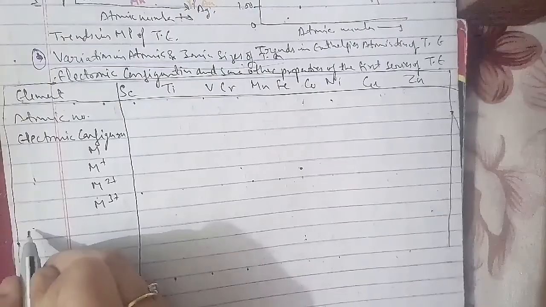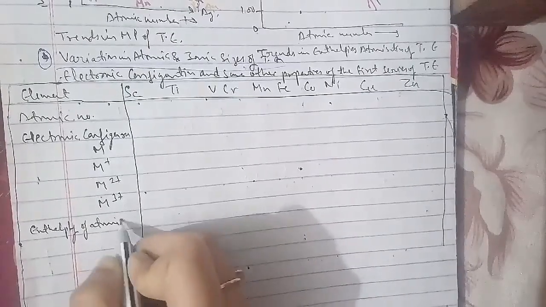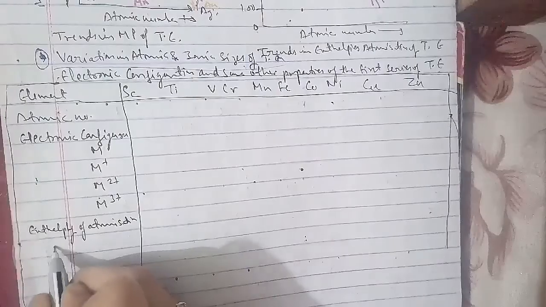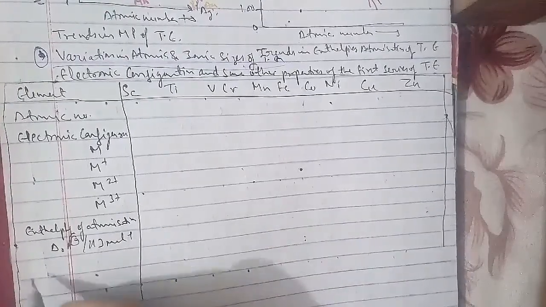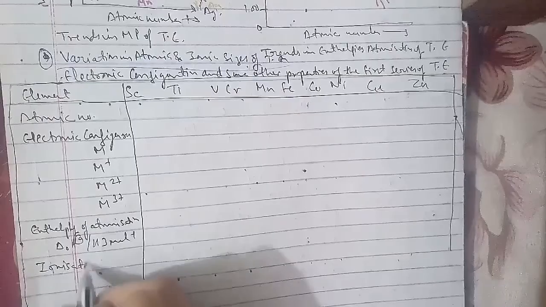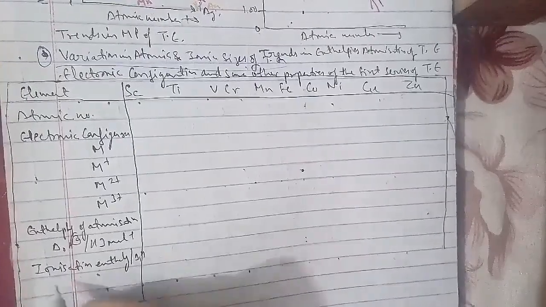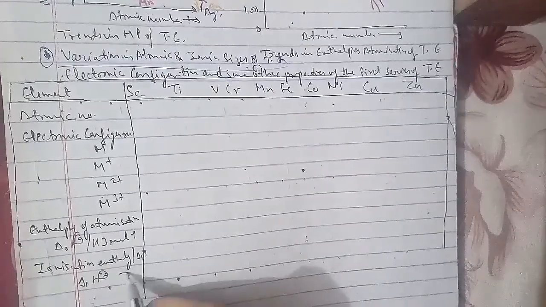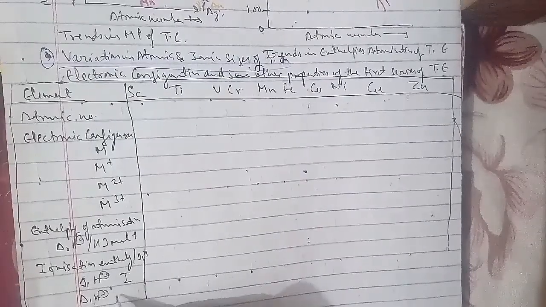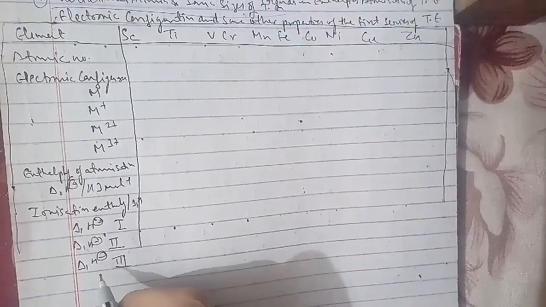Now for the next, we'll talk about the metallic and ionic radii. So we have metallic radius for M, then ionic radii in pm, for M2+ and M3+. Then we have the standard electrode potential.